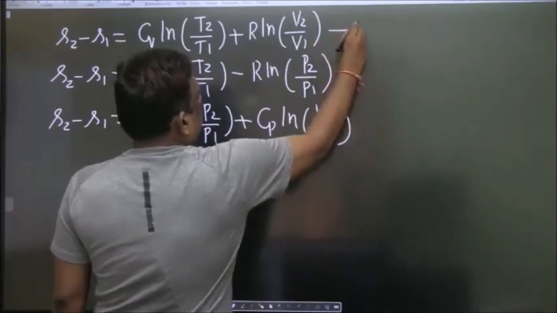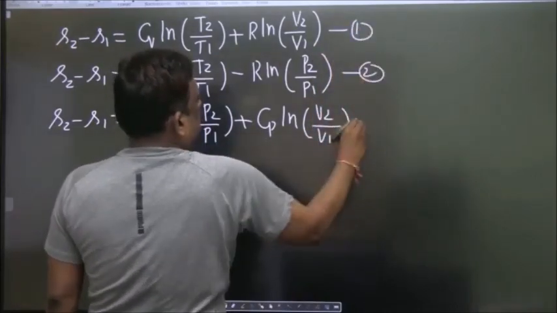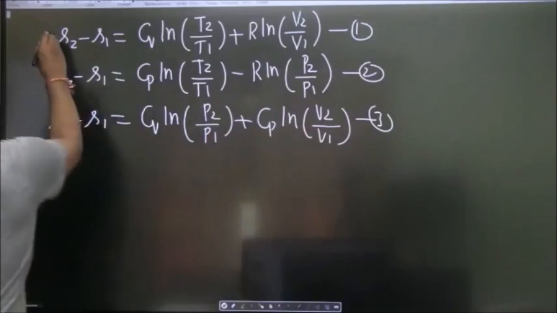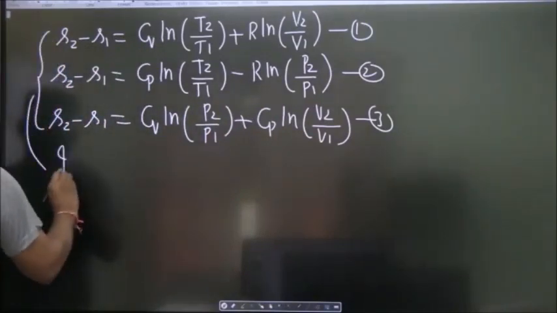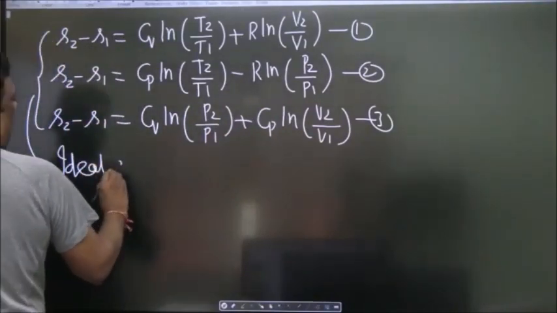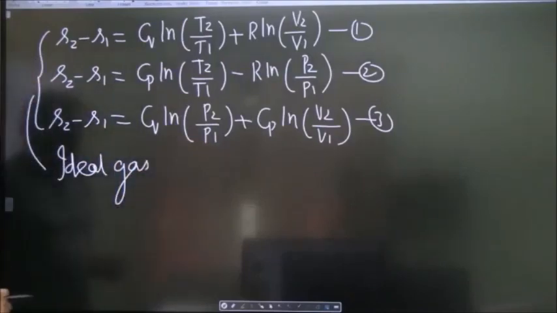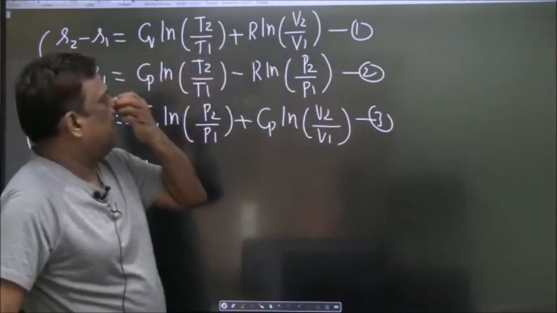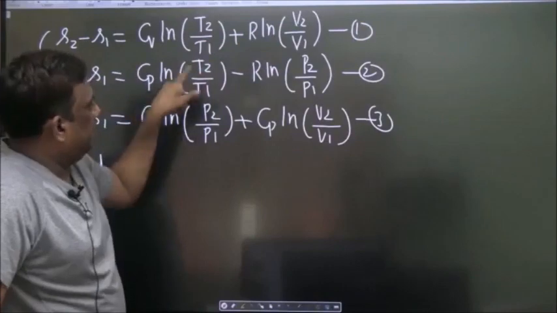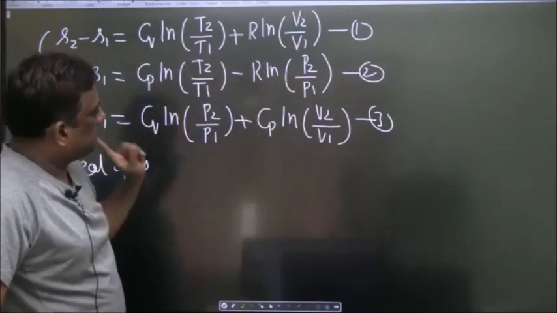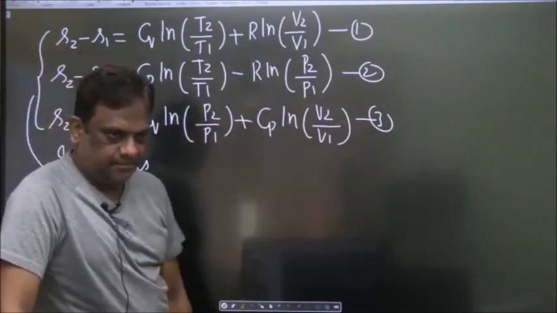This is the first, this is the second, and this is the third. And all these are valid only when the working fluid is an ideal gas. No other condition. So the first must be used when volume and temperatures are given. Second must be used when pressure and temperatures are given. Third must be used when pressure and volumes are given.